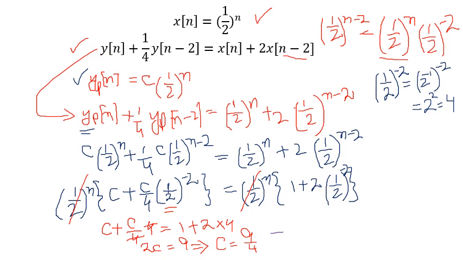So that means the particular solution, that is y of p n for this difference equation, is 9 by 4 times 1 by 2 to the power n.